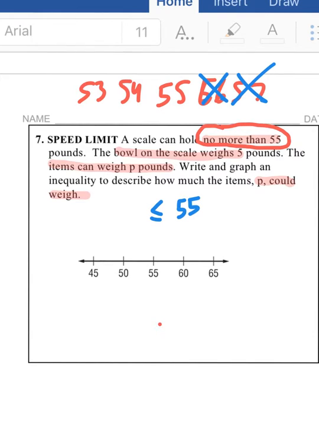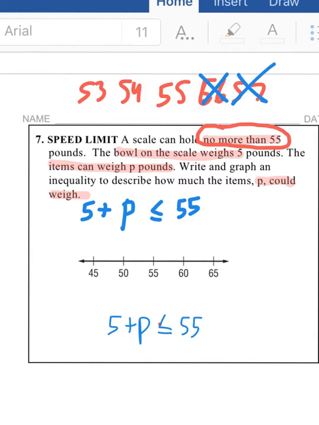Now, here's what's going to go on the scale. The bowl is 5 pounds. So no matter what, that bowl is going on the scale, plus whatever else the items weigh. So the bowl plus p, the items that you're going to have. So think about that. This is the bowl plus whatever the other items weigh. That all has to be under 55 pounds. Now our job is to graph and see how much the items p could weigh. So because this inequality has a variable, we actually have to solve it. So I'm going to solve that below where I have a little more room. I have 5 plus p is less than or equal to 55.